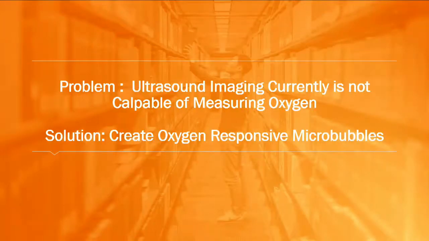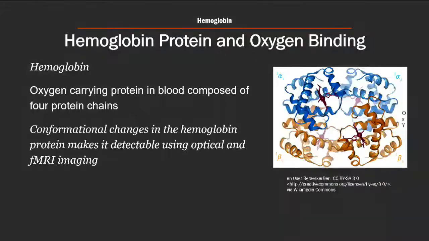The problem statement is that ultrasound imaging itself and ultrasound contrast agents are not capable of detecting oxygen levels. So that's what we're trying to do. We're trying to create a solution where we can create microbubbles that are oxygen sensitive. In order to do this, we utilize endogenous hemoglobin that's found in the body. Hemoglobin is the oxygen-carrying protein of blood and is composed of 4 protein chains. Importantly, when hemoglobin binds to oxygen, there's a structural conformational change. That conformational change changes the magnetic properties of hemoglobin, allowing it to be detected by MRI, and also the optical properties.